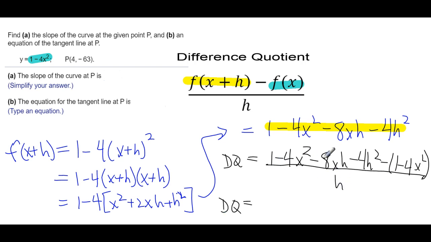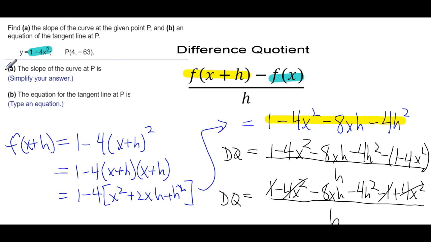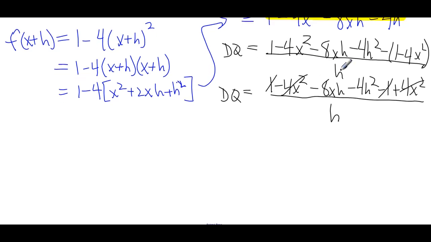Okay, and now distribute this minus 1 through. You're going to get 1 minus 4x squared minus 8xh minus 4h squared minus 1. Negative times a negative is a positive 4x squared, still all over h. Okay, now do you see what's going to happen here? The 1 and the minus 1, they cancel. The negative 4x squared, the positive 4x squared, they cancel. In the difference quotient for a polynomial function, the minus f of x should always cancel away when you do the expansion of the f of x plus h like that.